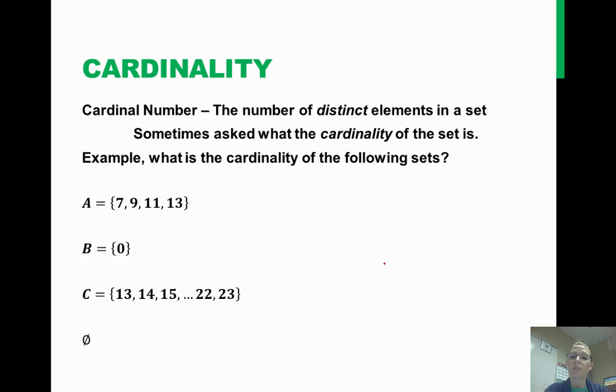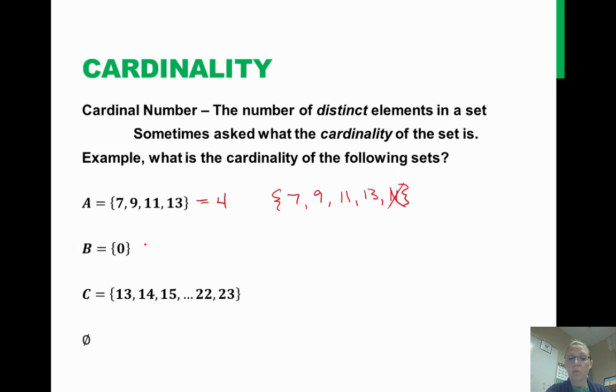Cardinality. A cardinal number is the number of distinct elements in a set. Sometimes we are asked what the cardinality of a set is. So let's look at these following sets. How many elements are in A? Well, we have 4 elements in A. Now, if we had written A as in this set, notice that 11 is mentioned twice. Well, we're only going to count it the first time. So anytime you see a repeat, don't count the repeated number. We still only have 4 elements.